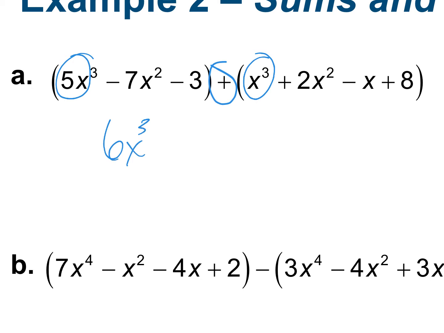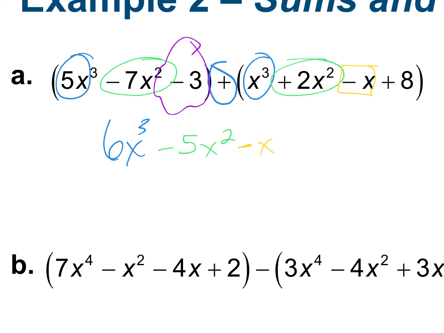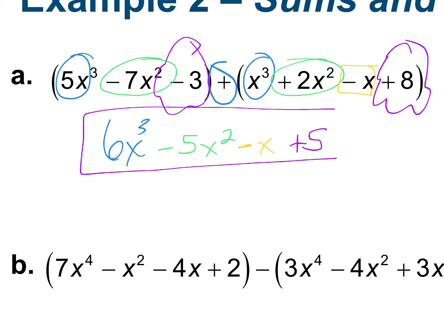The next exponent I have is squared. So I have negative 7x squared and a positive 2x squared. Gives me what? Negative 5. Good. Negative 5x squared. Sorry, I skipped a step. What do I have next? Negative x. Good. Just one little x all by itself. And then what do I have? I have a negative 3 and a plus 5, which gives me? Plus 2. Good. So there I have added correctly.